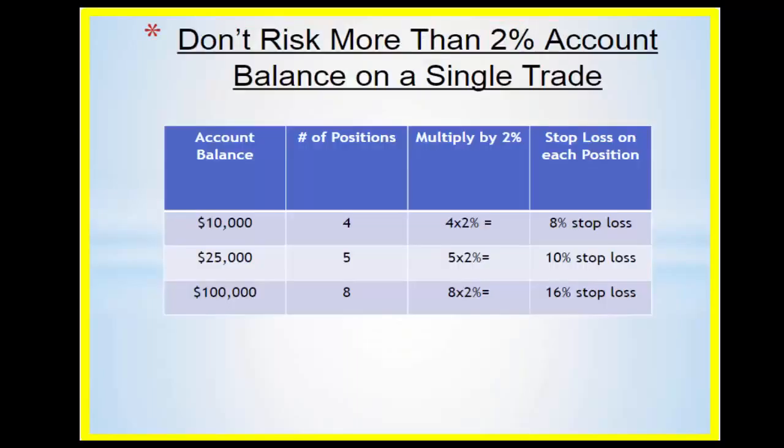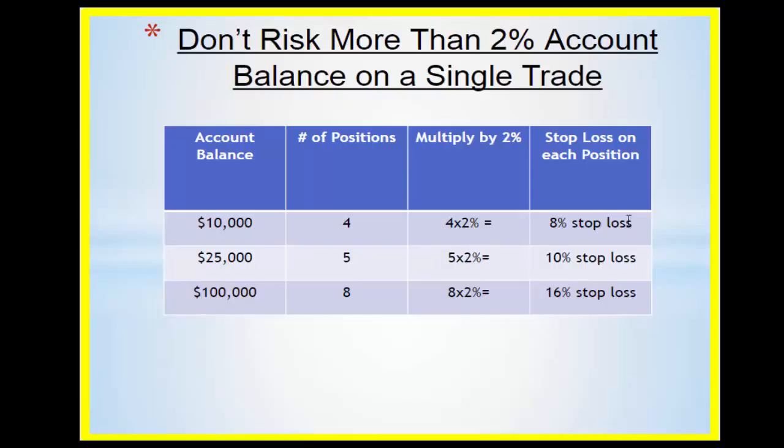Now, rule number 3, and I told you about it: don't risk more than 2% of your account balance on a single trade. Now, what does that mean? I drew this little chart right here to show you an example. If you have an account balance of $10,000, you want 4 positions, let's say 4 $2,500 positions. You take that number of positions and multiply it by 2%, and that's your stop loss on each trade.